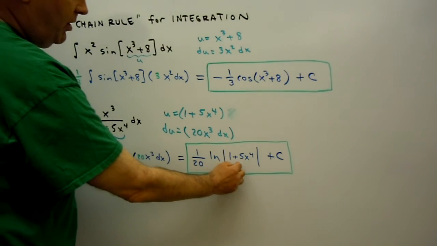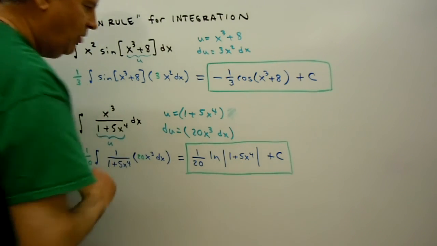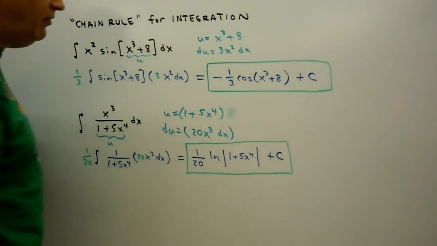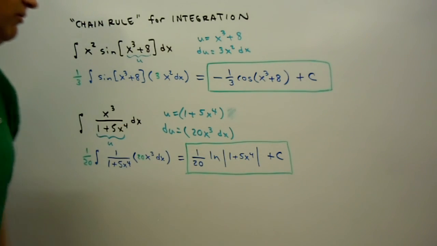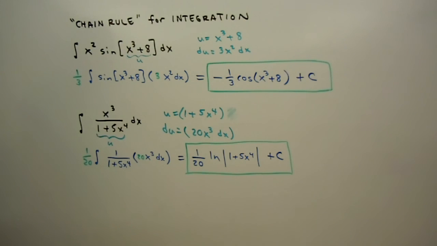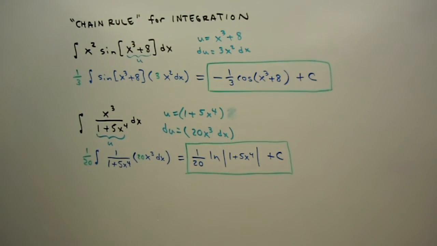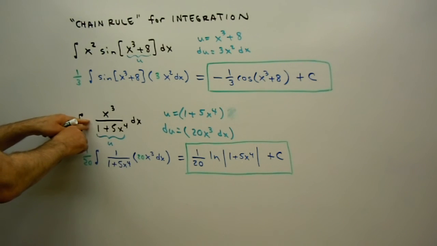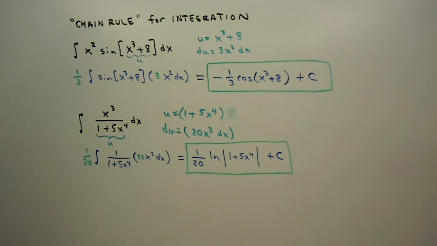Note that 1 plus 5x to the fourth is always positive, so technically you would have absolute value. Although, had you written it without the absolute value, it would have been okay in this case because the 1 plus 5x to the fourth is always positive for all x's anyway. And again, as always, you could take the derivative of that final form and then see if it brings you back to the original function you were finding the integral of anyway.